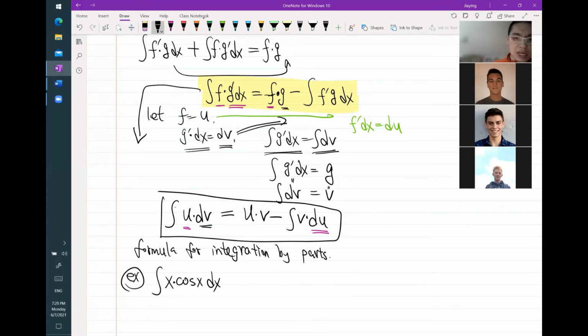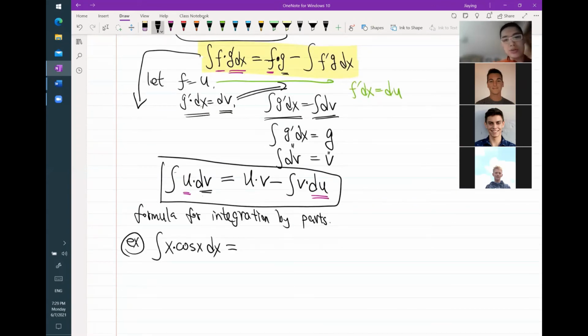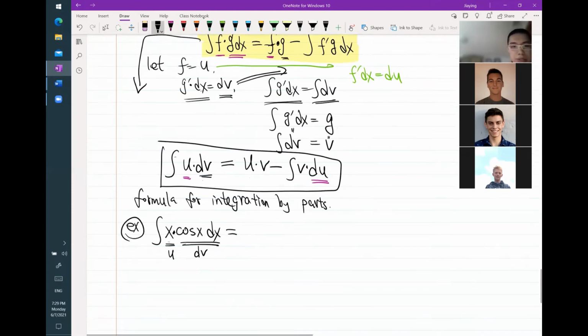x times cosine x dx, if that's what I want to integrate, I cannot use u-substitution. That doesn't work. I cannot integrate directly because it's a product. So u-substitution wouldn't work easily here. So what do we do? We can try to use this integration by parts method because it is a product, right? So I'm going to call this u, I'm going to call this dv. Maybe that's going to help.